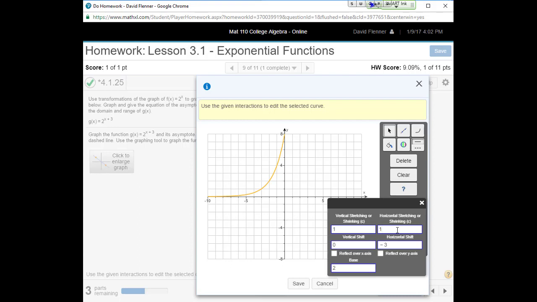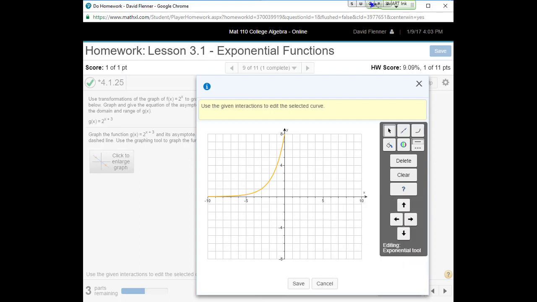Vertical stretching and shrinking, horizontal stretching and shrinking, you're always just going to leave those as 1, unless you have to flip it horizontally or vertically. But you don't even actually have to do a -1 for those. There are buttons down here for reflected over the x-axis or y-axis. So that's all well and good. And the base, again, is an arbitrary thing here. You can just leave the base as 2 because that's what it's given as. Just to show you, if you enter a different base, it does change the look of the function, but not predictably so that it makes sense to use as a part of this class. So leave it at 2.